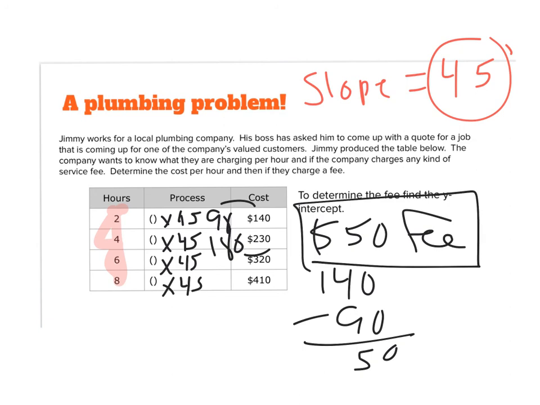But what we see here is when we look for that y-intercept, we don't get matching values. And so then there is a y-intercept, and that y-intercept is our additional fee. So let's go take a look at what would this look like in a graph.